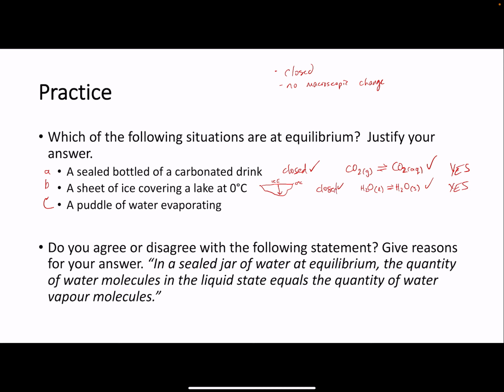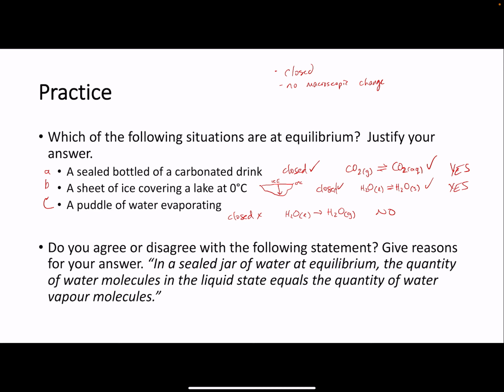Now the last one, a puddle of water evaporating. It is not a closed system, so it cannot be in equilibrium, and it's only a one-way arrow because liquid is turning into gas. There's nothing to state that the gas is turning back into a liquid, so no, that's not in equilibrium. All right, so hopefully you tried those yourselves or you rewatch that and understand the explanation for it, but we have to understand that equilibrium occurs under those conditions.